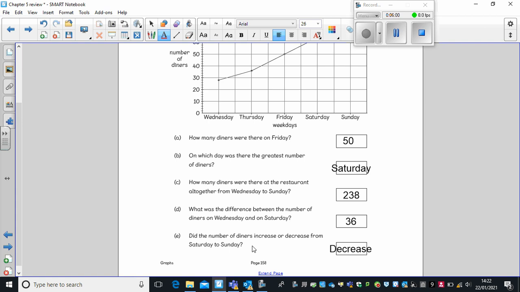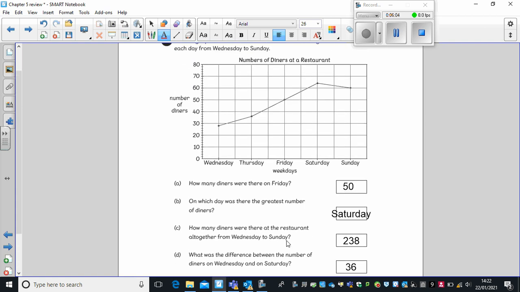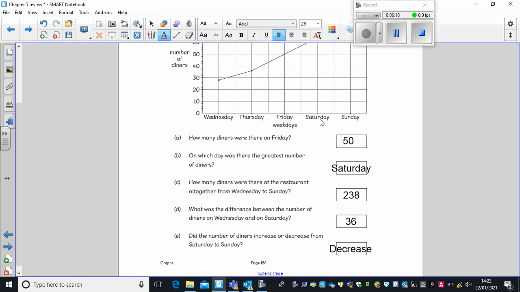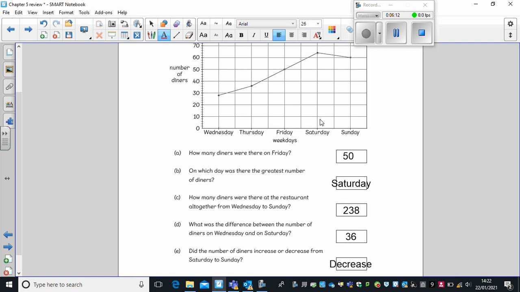Did the number of diners increase or decrease from Saturday to Sunday? Okay, so there was 64 on Saturday and 60 on Sunday. So that means that there was less on Sunday than there were on Saturday. So it means that this decreased, got less.